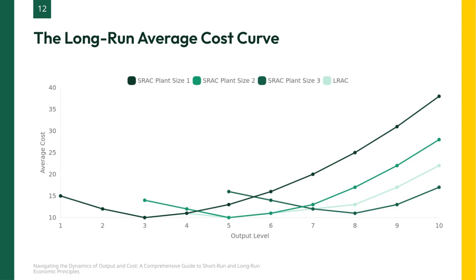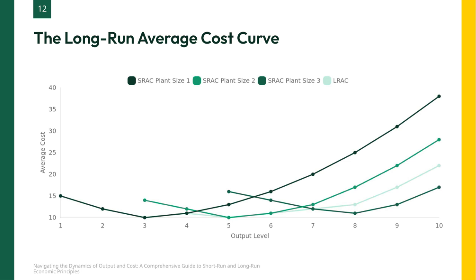Notice how each short-run curve has a distinct shape and minimum point, reflecting the efficiency at that plant scale. The long-run average cost curve, or LRAC, envelopes these short-run curves. It shows the lowest possible cost of production when the firm can adjust plant size optimally for every level of output. As output increases, the LRAC initially declines due to economies of scale, reaching a minimum around output level 5 or 6, then gradually rises, illustrating diseconomies of scale at higher output levels. This curve is crucial because it guides firms in choosing the most cost-efficient plant size for their production goals.